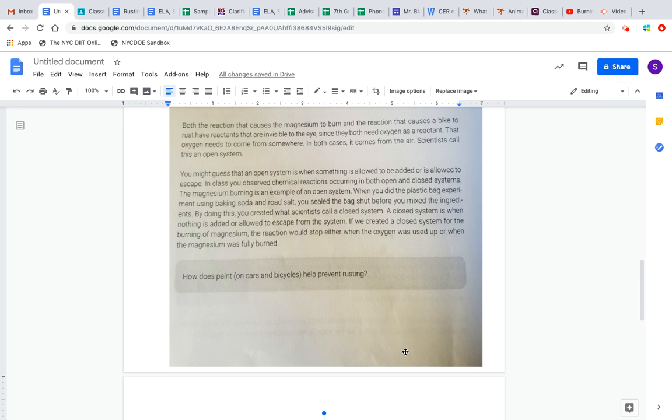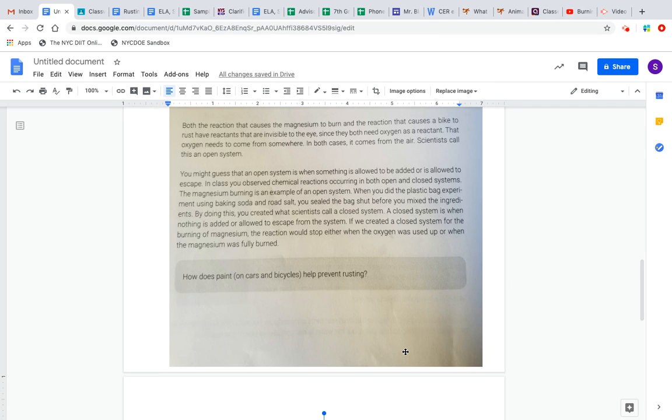You might guess that an open system is when something is allowed to be added or is allowed to escape. In class, we haven't done this part. You observe chemical reactions occurring in both open and closed systems. We actually have. One of the closed systems that we did was when we did the Ziploc bag. And remember, before we allowed the liquid to touch the substance, we made sure that bag was completely closed. We made sure all the air was out. That is considered a closed system.